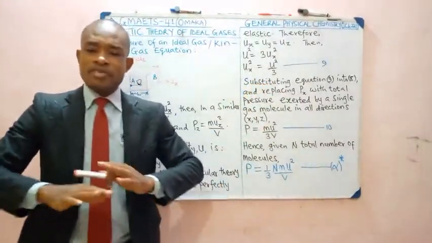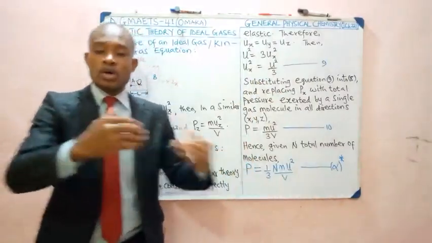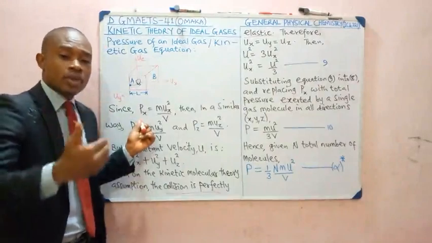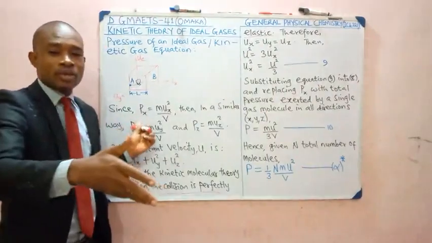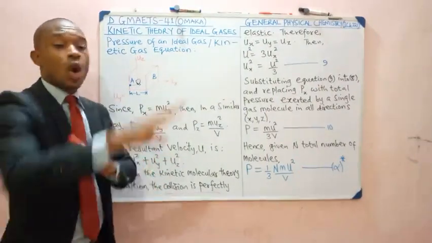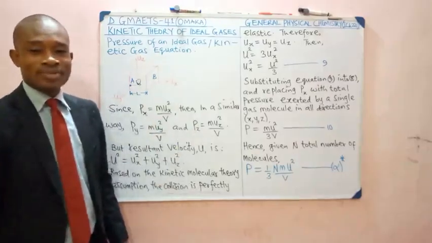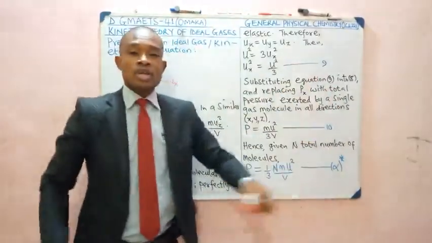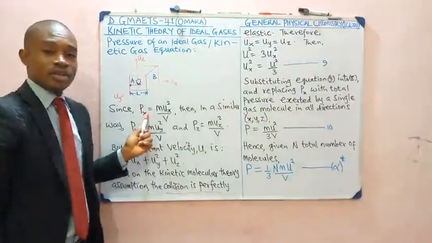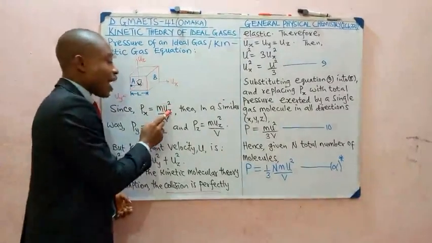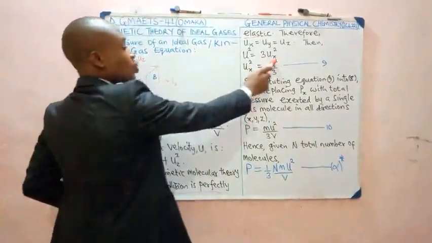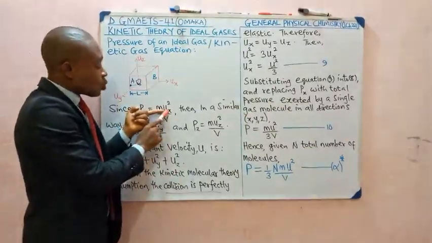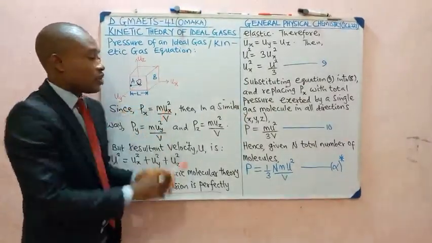This equation 9 is very fundamental because it's going to now help us to get the total pressure exerted by mass of one molecule in all directions. So what do we do? Simply come back to equation 8 and substitute equation 9 into it. Equation 8 is this already. So wherever we see the square of velocity in x-axis, we are going to put the square of the resultant velocity divided by 3.